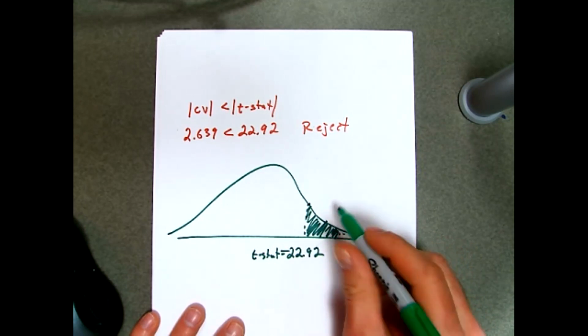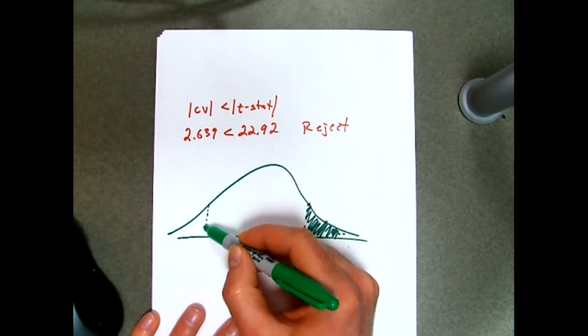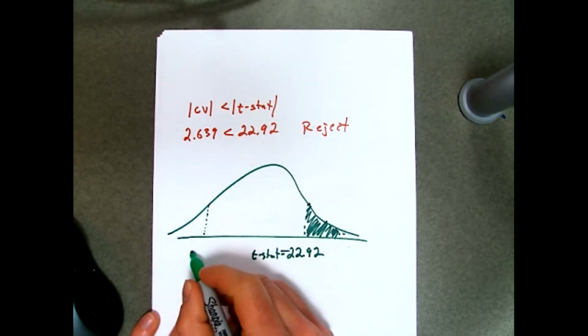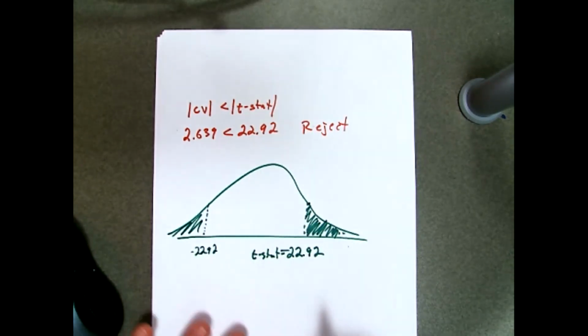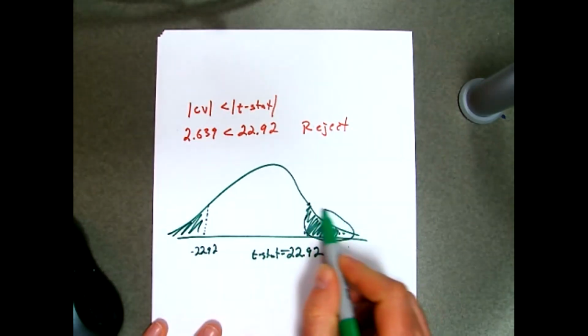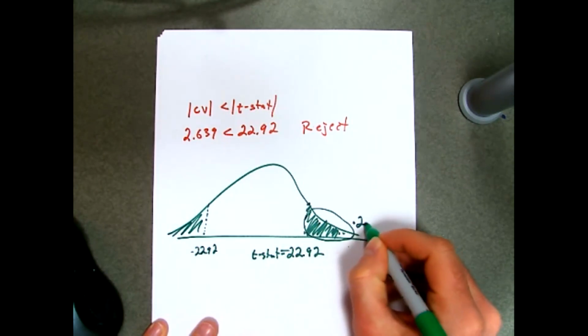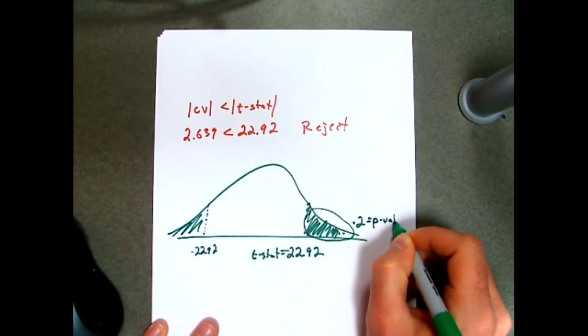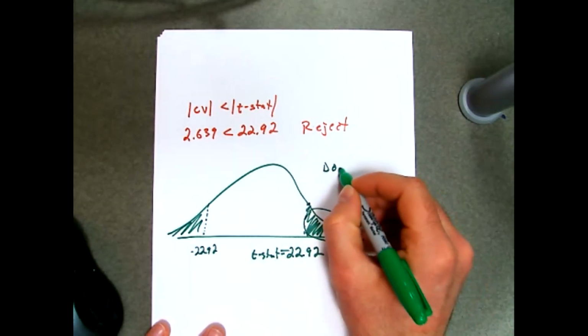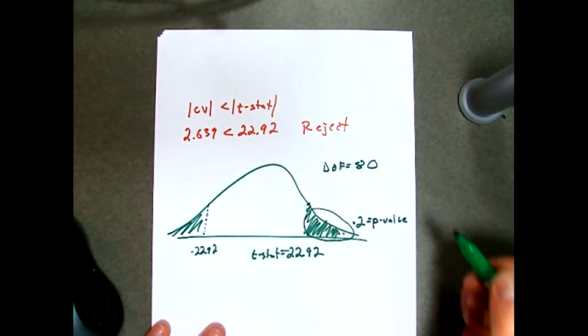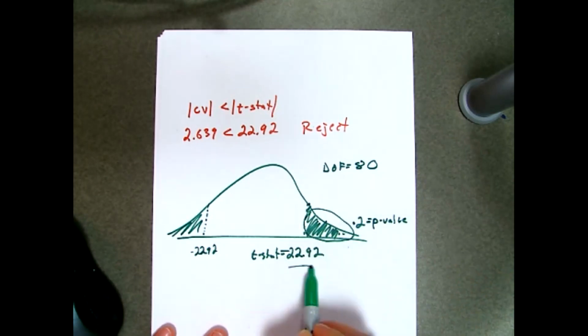But remember, with a two-tailed test, it would have been equally as likely for me to see something as far away on the other side. And those also go against the null for a two-tailed test. So I can find the area in this tail, but I then need to multiply it by 2 to get my total p-value. So our degrees of freedom is still 80, right? That was given to us. I need to look up at the degrees of freedom 80, this test statistic.